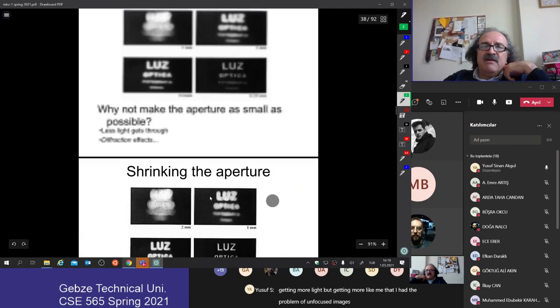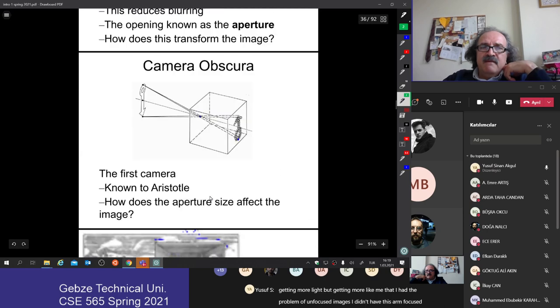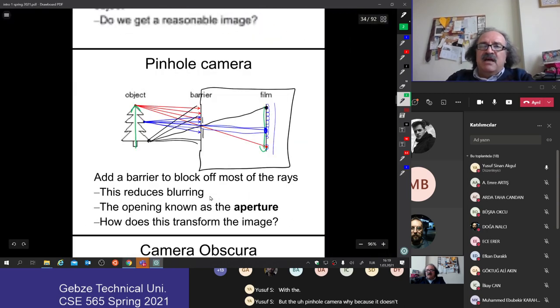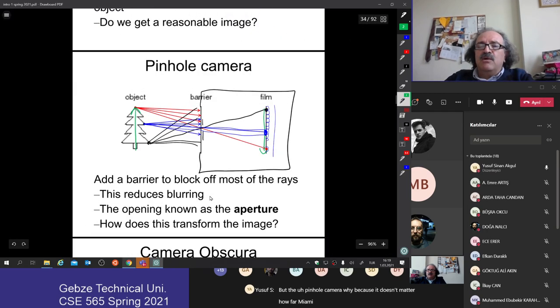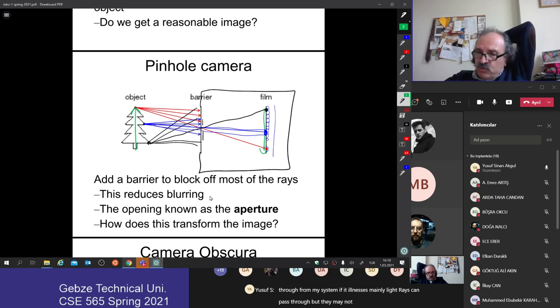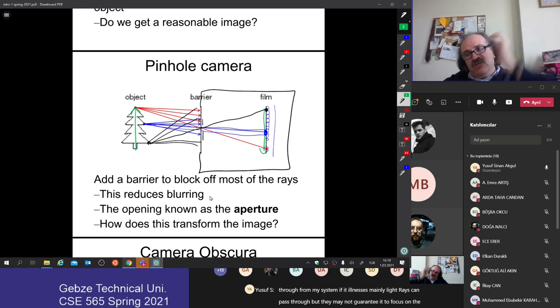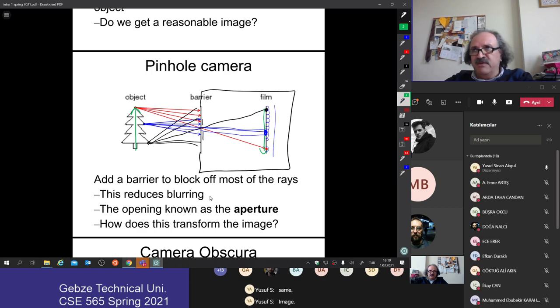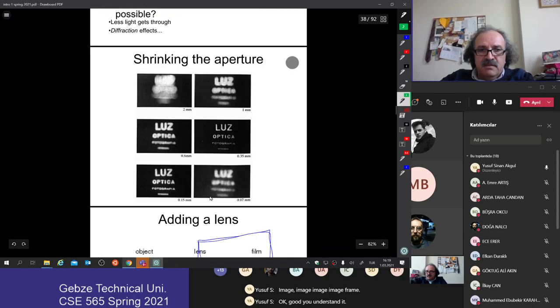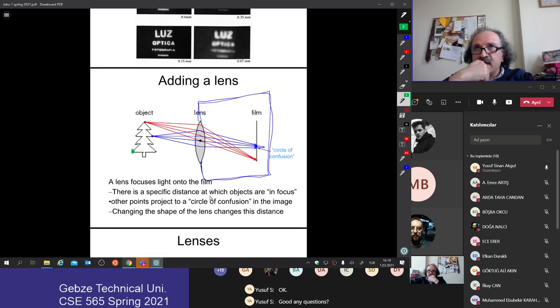I didn't have this unfocused image problem with the pinhole camera. Why? Because it doesn't matter how far my object is. Only a single light ray will pass through my system. With thin lenses, many light rays can pass through, but they may not be guaranteed to focus on the same image frame. Okay, good. You understand it? Any questions?